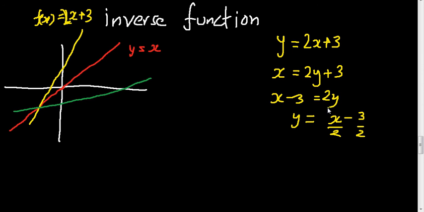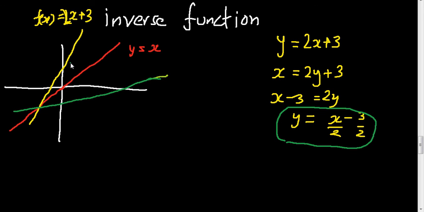So y = x/2 - 3/2. Now this is in fact what is shown with this green line. You can see that the green line has a smaller gradient, and its intercept is actually below the origin, isn't it? Because the intercept is -3/2, whereas the intercept for the yellow one was 3.